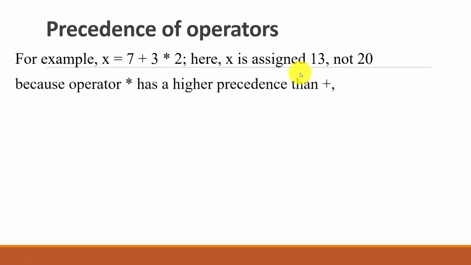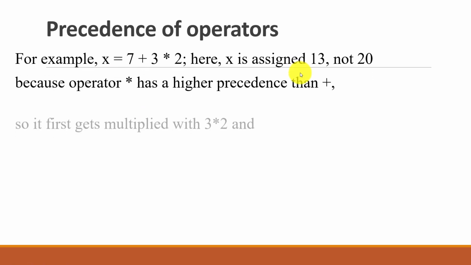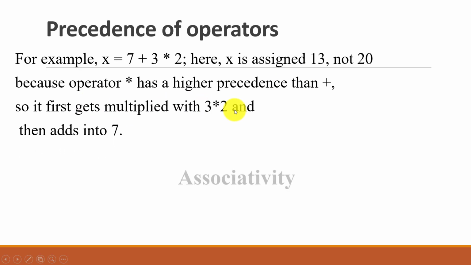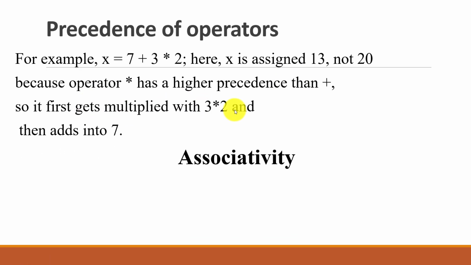Let's understand one more example, 7 plus 3 into 2. We first multiply 3 into 2, and then add it to 7. So this is all about precedence.